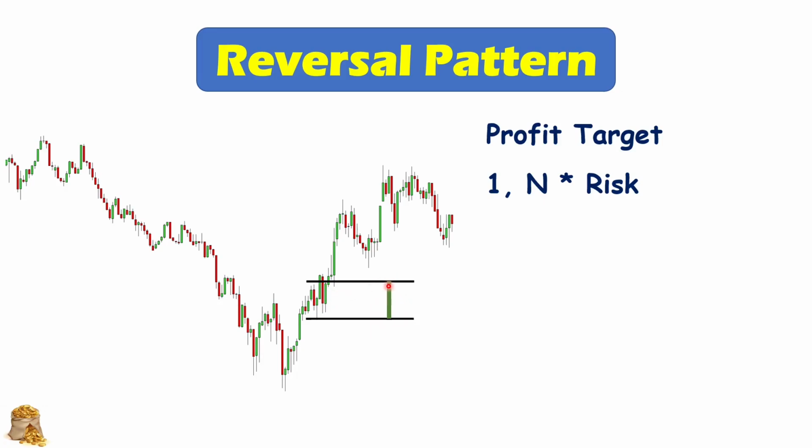And then if you measure up, you can see that this is the 1 time of your risk if you take the profit target here, and then this is the 2 times your risk. You can see that in this example, it reaches the 2 times of your risk. However, you can also use a fixed amount of profit.